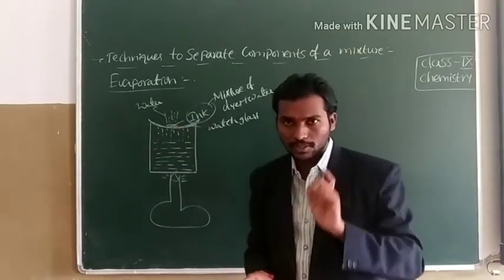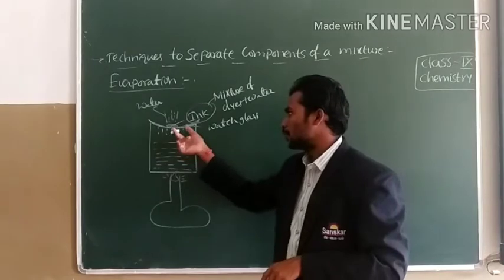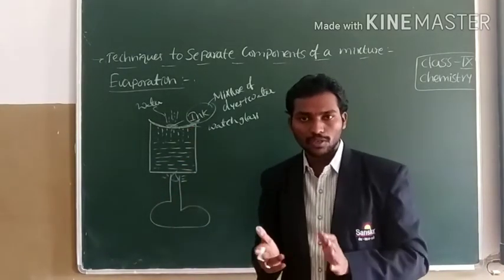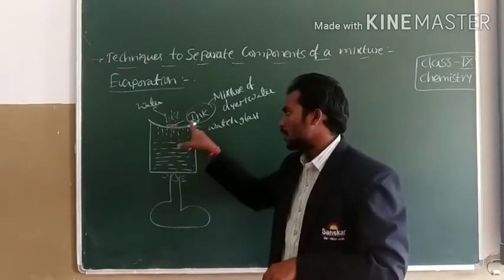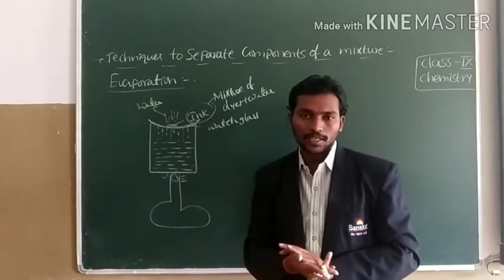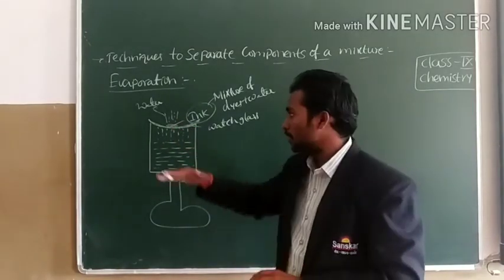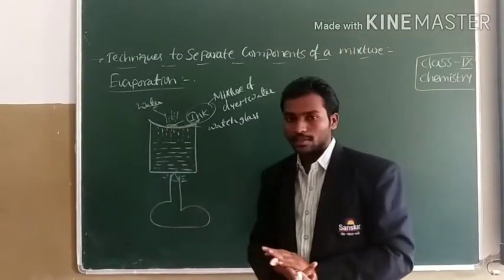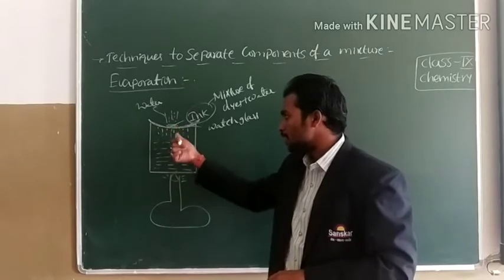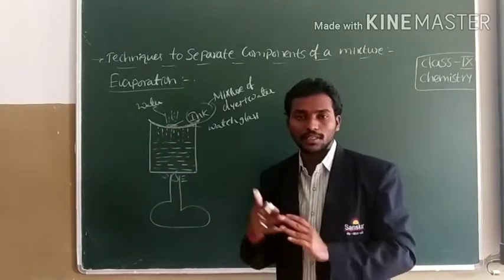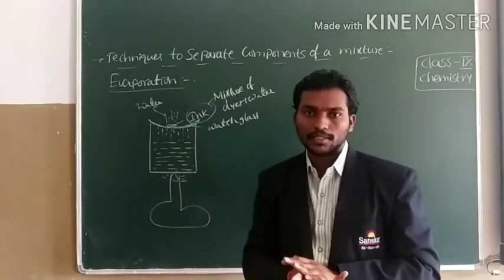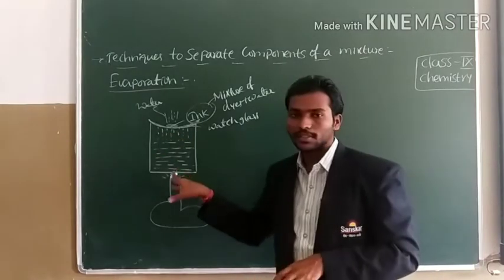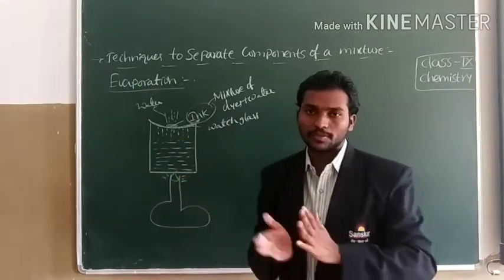You may ask the question, why don't we directly put the watch glass on the spirit lamp or Bunsen burner? We should not place the watch glass directly over the spirit lamp or Bunsen burner. This is because when we directly place the watch glass over the Bunsen burner, the ink sticks to the watch glass. Then separation may not take place. To avoid that, we should place the watch glass over a beaker which is filled with water.